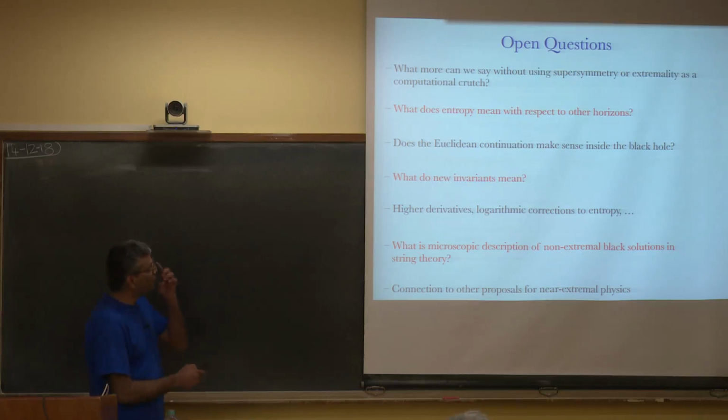We have some open questions regarding how to interpret the various entropies we associate to these various horizons. We don't know what the Euclidean continuation means inside the black hole, and we don't know what these new invariants mean. We can look at higher derivative corrections, logarithmic corrections to entropy, and see what happens there. We can also connect to various new proposals for near-extremal physics. So you had a paper this summer, and Finn had a paper recently as well. I haven't really tried to connect these ideas to the work in your papers, but that's something for us to look at as well. So that's all I have. Thank you.